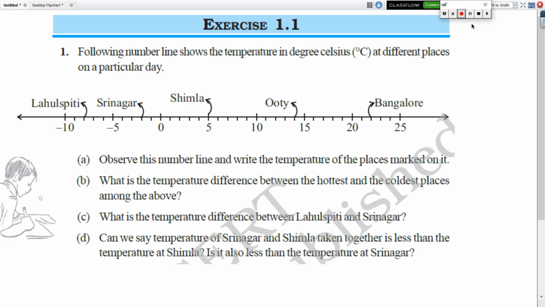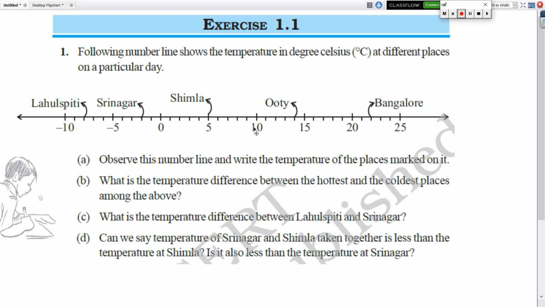Here you have exercise 1.1. Look at the first question. The following number line shows the temperature in degrees Celsius at different places on a particular day. Observe this number line and write the temperature of the places marked on it.